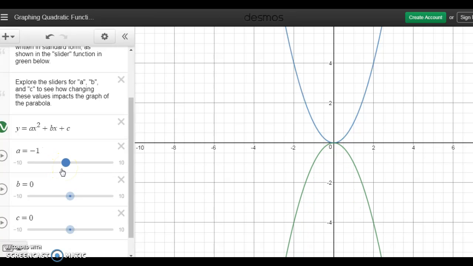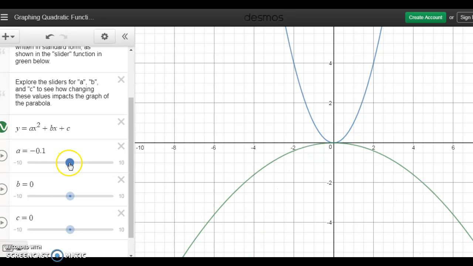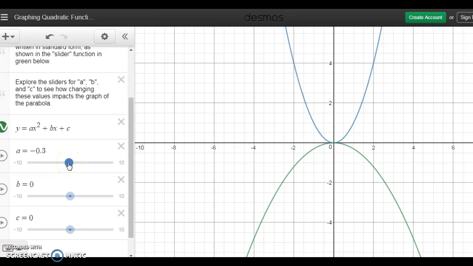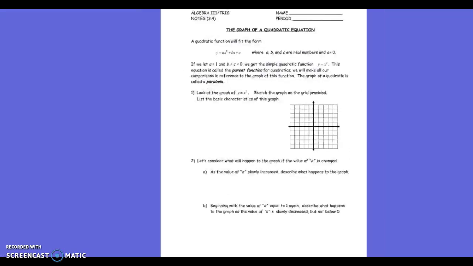Go back to the standard -1 graph right there. There's my standard -1. And now look what happens when I go between -1 and 0. It becomes wide, wide. Oops, there it's not even a quadratic anymore. Now it becomes wide, and there it is, really wide. So that's going to affect the shape of it. That's the shape. That's what a does.